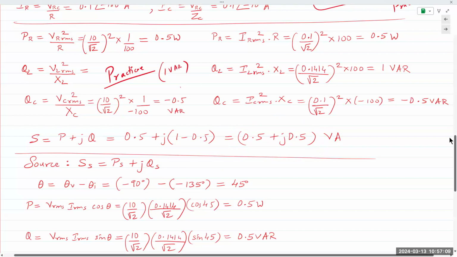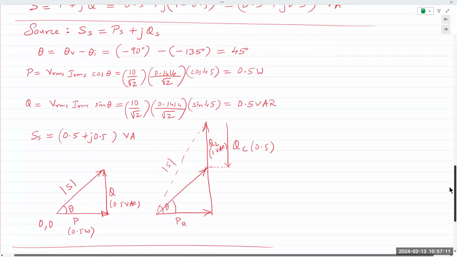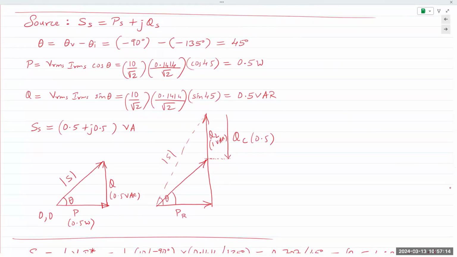The other two approaches to finding total complex power are listed below. You could use the expression S is equal to P plus JQ. You can find the power from the total current I that was being supplied by the source and the total voltage being supplied by the source. So you have V and you have I. You have a power triangle for the source, and you can use the expression magnitude of S times cos of theta and magnitude of S times sine theta to find P and Q.